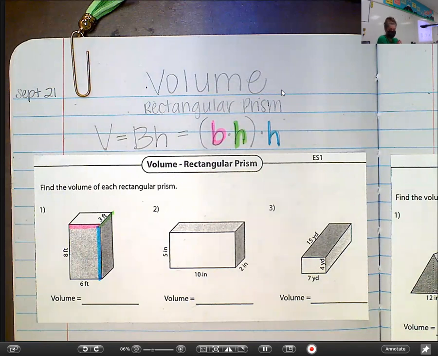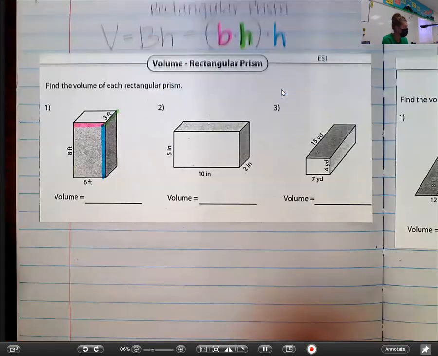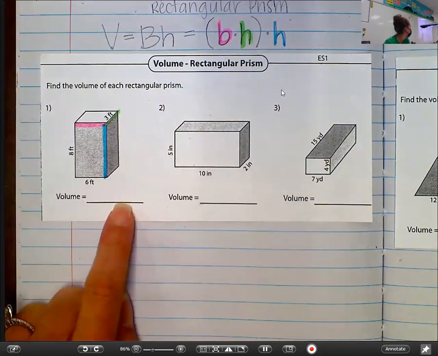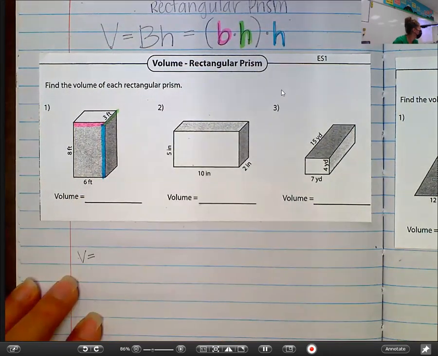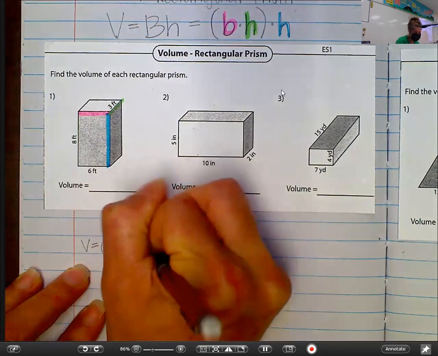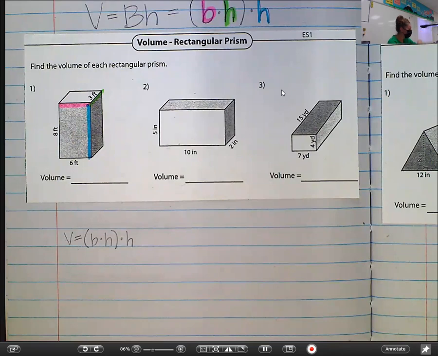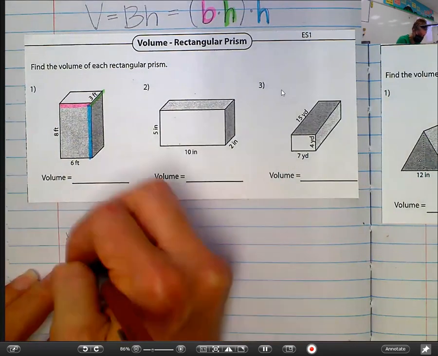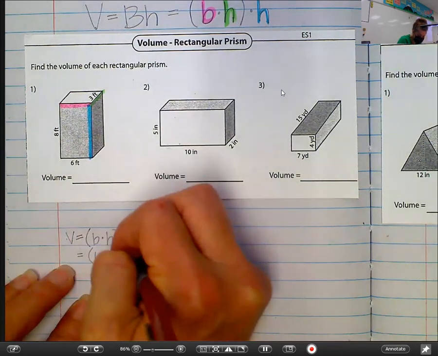All right, so let's look through some of these here. So let's start with that one I've already color coded here. We're going to show our work underneath. That's kind of what I thought would be best, and we'll write our final answer up here. So volume equals base times height times height. Or in this case, 6 by 3 by 8.